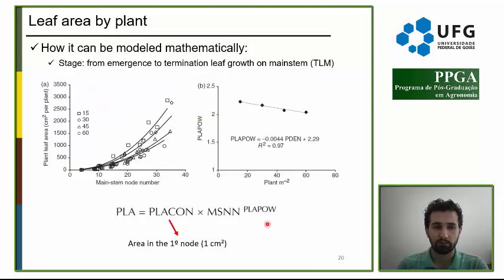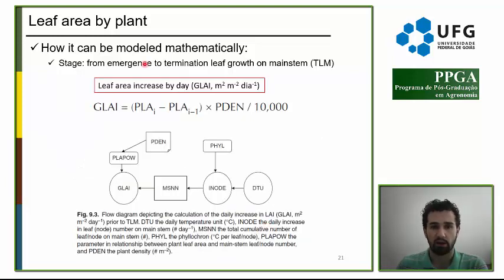After that, I have a daily increase of the leaf area index, defined by the plant leaf area calculated for today less the plant leaf area that I have in the previous day, multiplied by plant density and divided by 10,000 to get this conversion of units from square centimeter to square meter. And I will define the leaf area increase by day in the system.